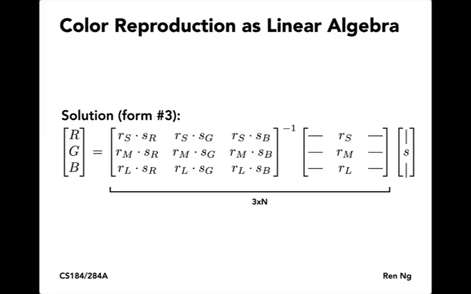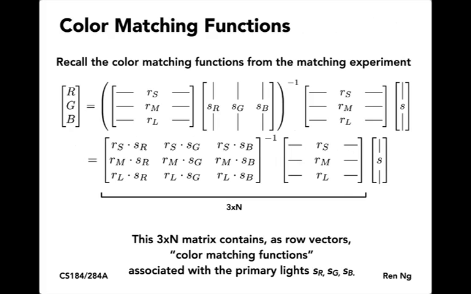So this is the inverse of a 3x3 matrix here. This is solution form number 3, where we have a 3x3 matrix here, and then this stuff here, which is projecting the spectral power distribution of the thing we care about into the SML space of the eye. Okay.